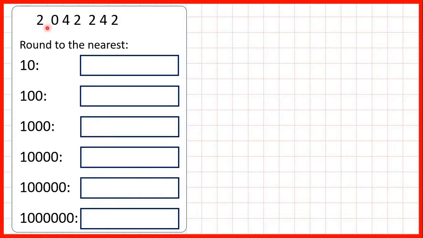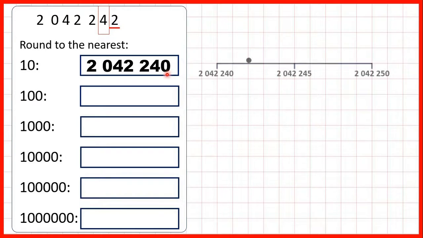Now we have 2,042,242. To round to the nearest 10, we find our tens and look to the right. It's a 2, so we're rounding down, which means that the digit we've circled, so our tens digit, stays the same, and digits to the left always stay the same. We just need to change our ones digit into a 0.